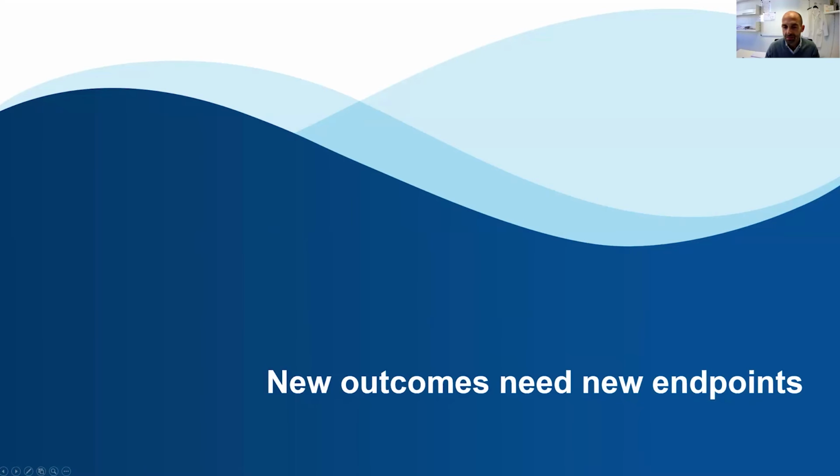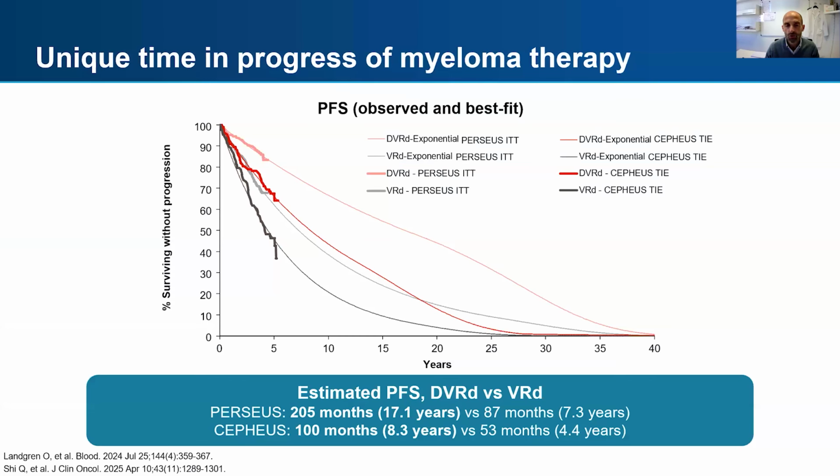Now, we are witnessing new outcomes in multiple myeloma, and new outcomes need new endpoints. In this slide, I apologize for the references that are inaccurate. This was shown in one meeting in Paris earlier this year by Dr. Peter Sonneveld. And here we are seeing the estimated progression-free survival of patients treated with quadruplet regimens, both younger patients eligible to intensive therapy and the elderly non-eligible to intensive therapy.